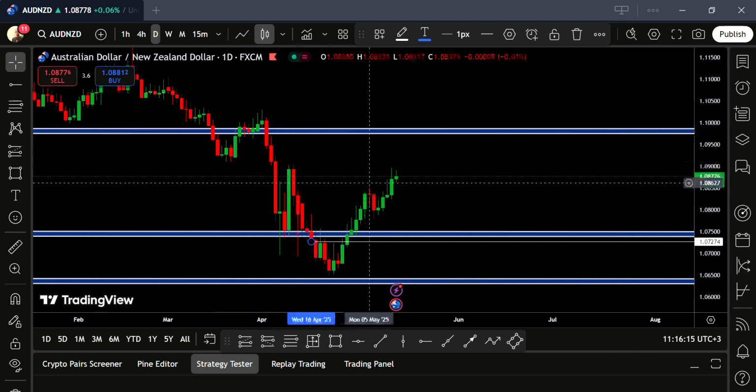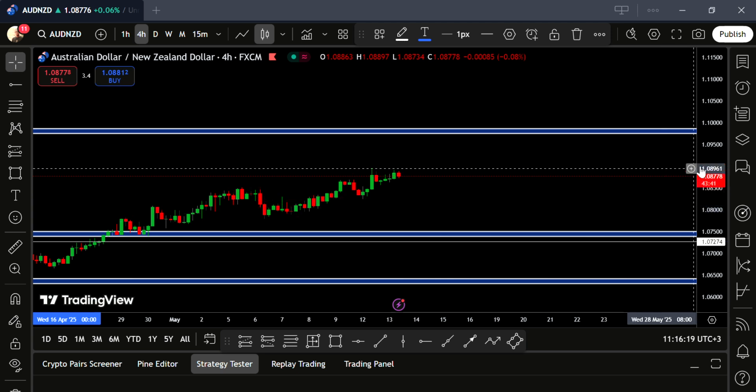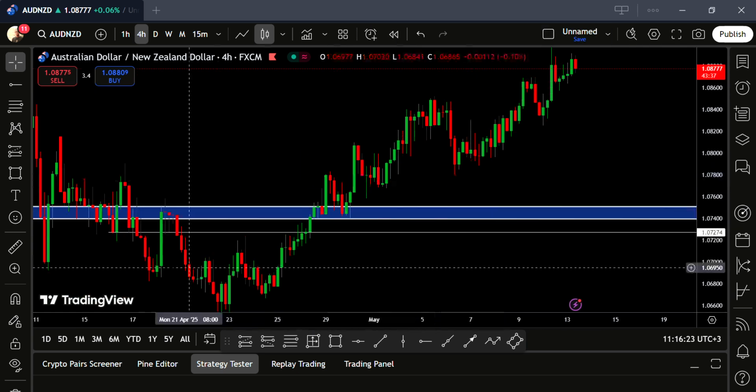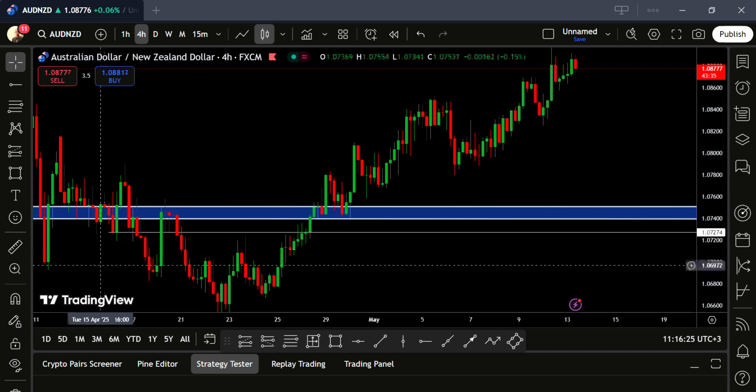So after closing above, we go to the 4 hour. You see how the thing is simple. You see how I'm flowing through it. Go to the 4 hour. What do you see on the 4 hour?